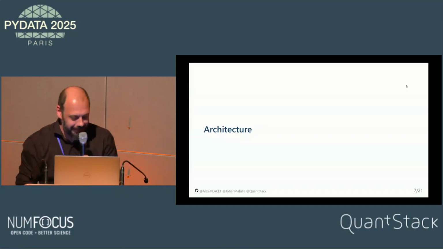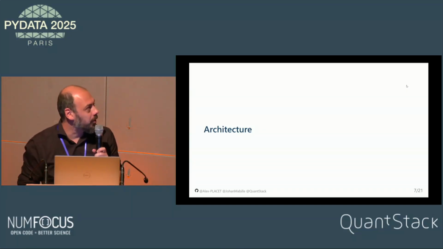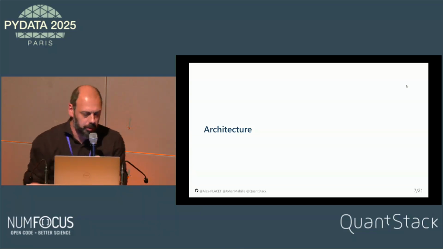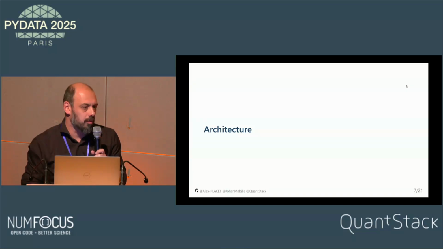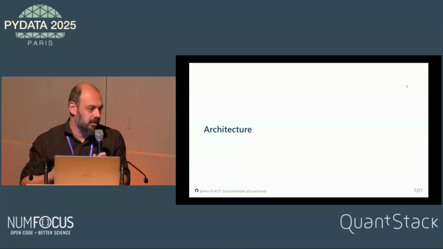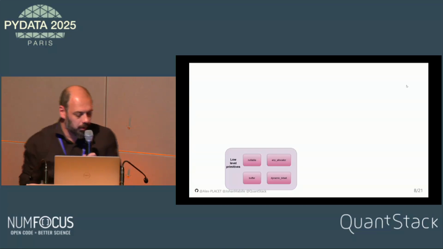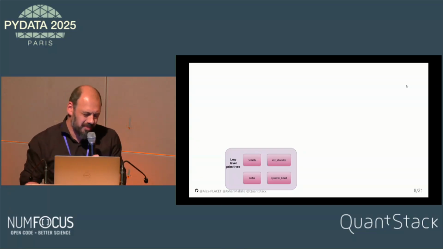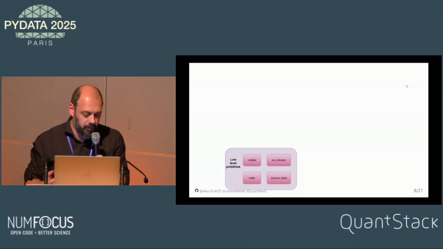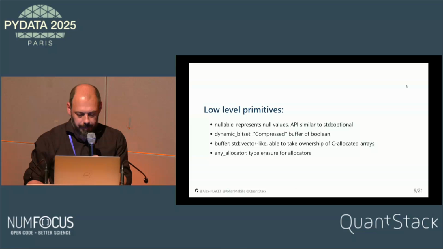Right. So let's talk about some architecture of Sparrow. The idea was to make something really simple with well-isolated layers, one from the other. First, we have low-level primitives. Maybe low level is a bit too much, because nullable is something we'll see in the API, but the other buffer allocators and dynamic bitset will be buried down in Sparrow. You should not interact with them directly.